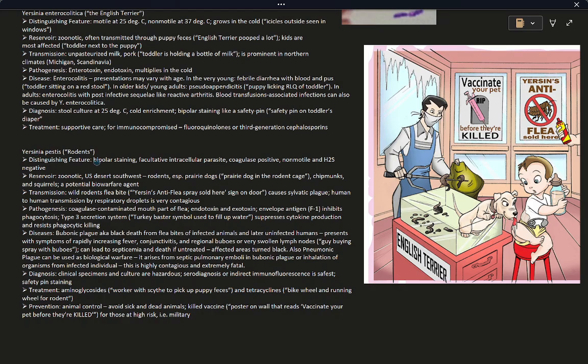So the distinguishing feature of Yersinia pestis is that it involves bipolar staining. It is a facultative intracellular parasite, and it is coagulase positive, but unlike the Salmonella or Shigella, it is non-motile, and it is H2S negative. So really all you have to remember is that it is coagulase positive, it is non-motile, and it is also H2S negative.